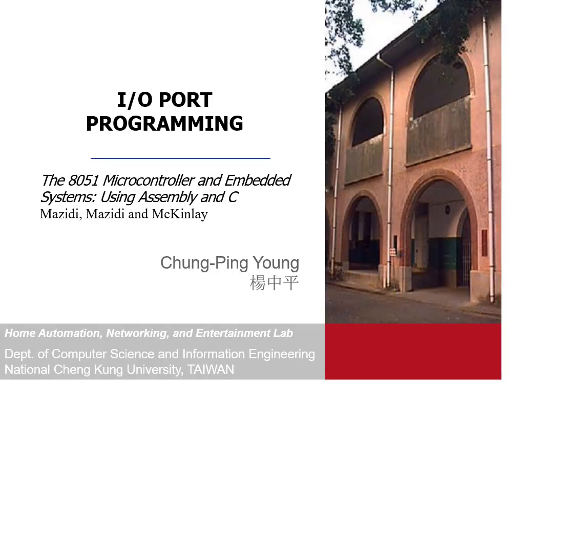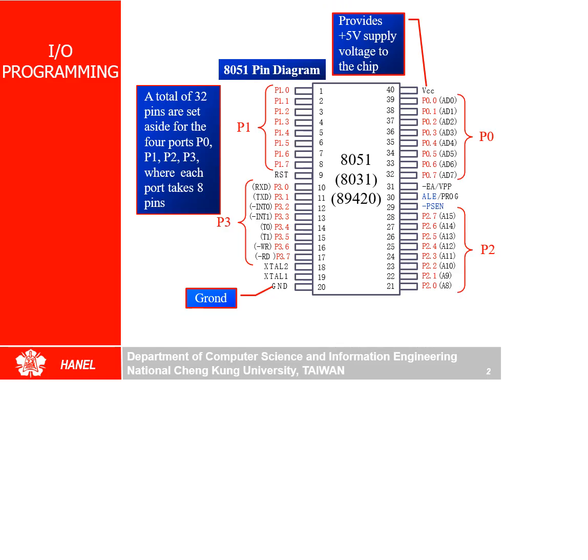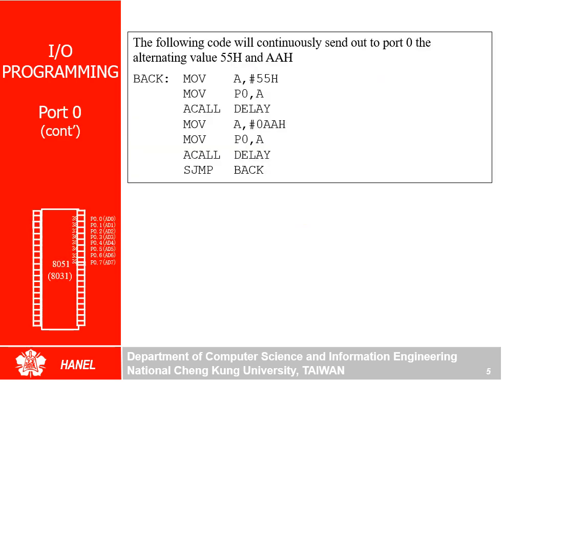Now let us see input output port programming. This is the 8051. Four ports are there: P1, P0, P2, P3, and this is one program. Move A, 55H. 55H is going to A, then to P0. Call delay. As in the previous example, you can write a delay program here. What will be the last instruction of the delay program? Return. So it will come back here. So 55H is coming to P0, then AAH is coming to P0.